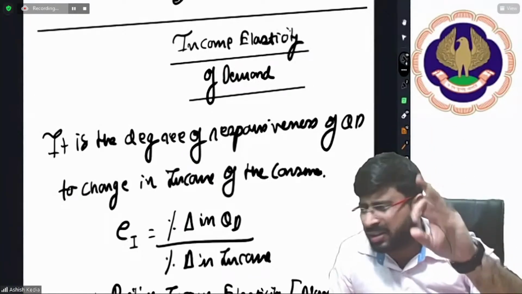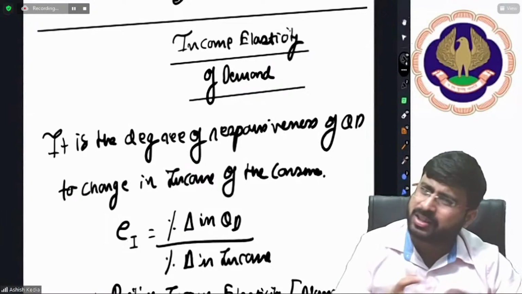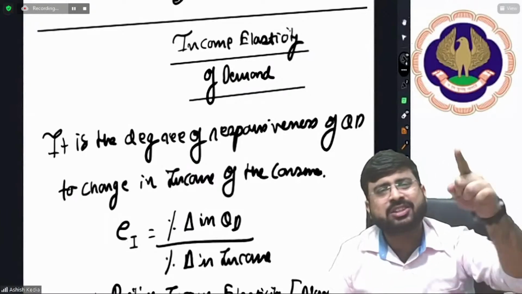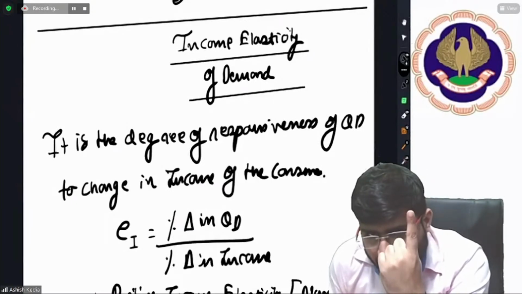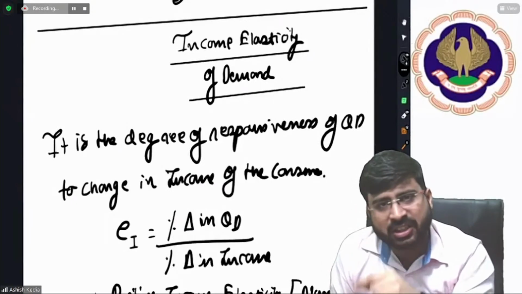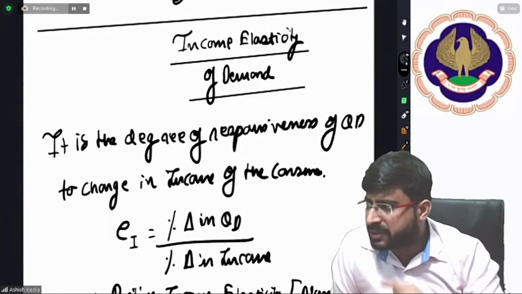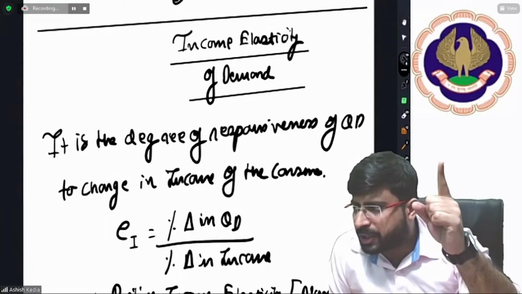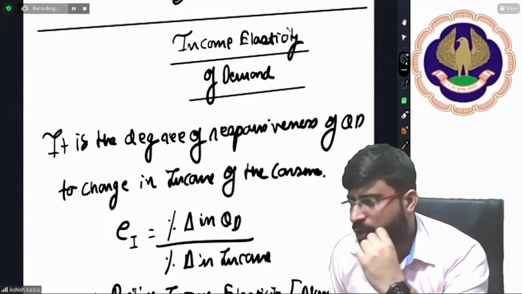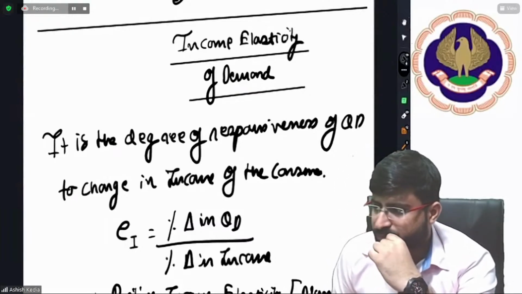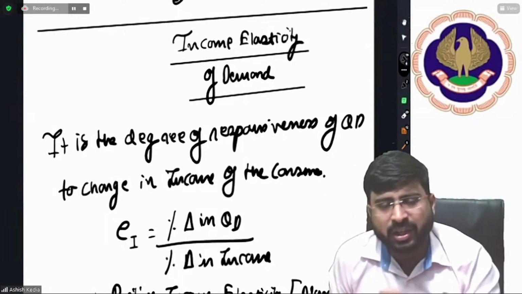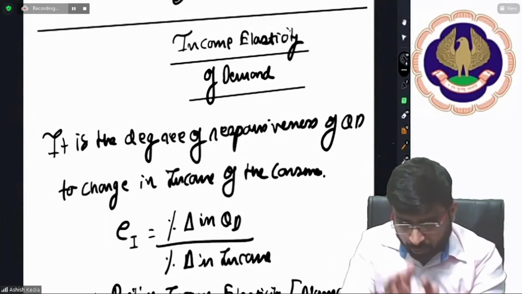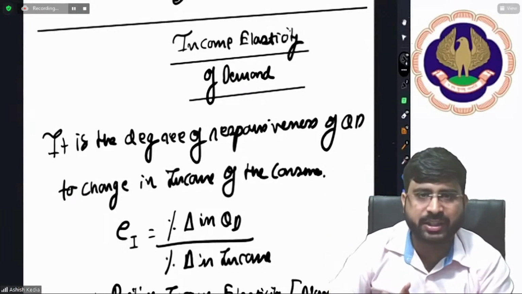Now it's very simple. Pay attention. Same formula. In price elasticity of demand, what was the formula? Percentage change in quantity demanded was the numerator, and the factor, that is percentage change in price, was the denominator. Correct? Acha, one of our friends is asking, sir, what is relative price? Relative price means price of a commodity compared to some other commodity.